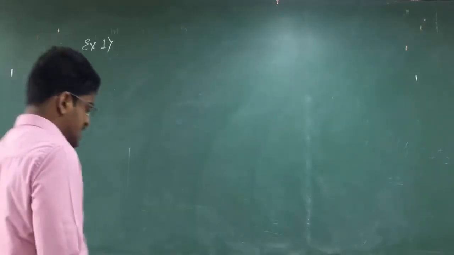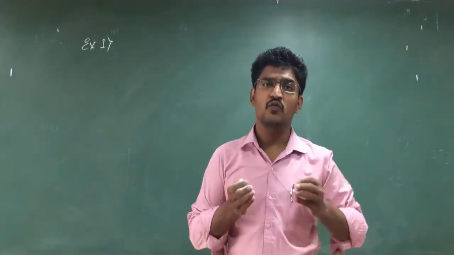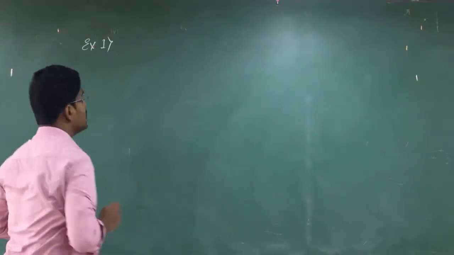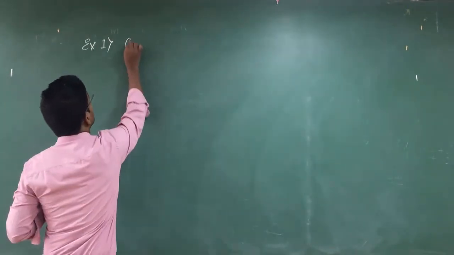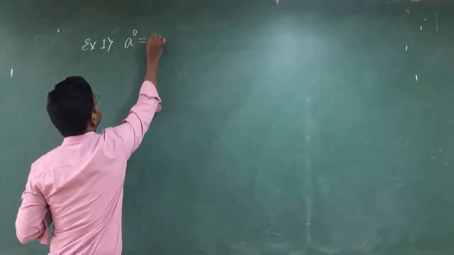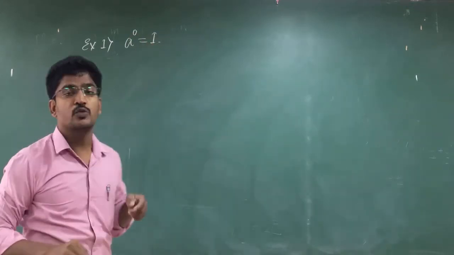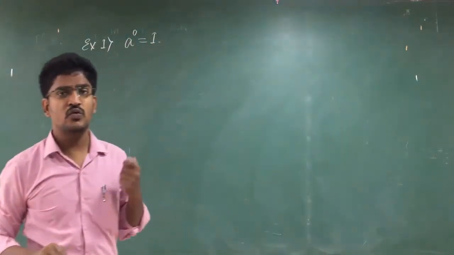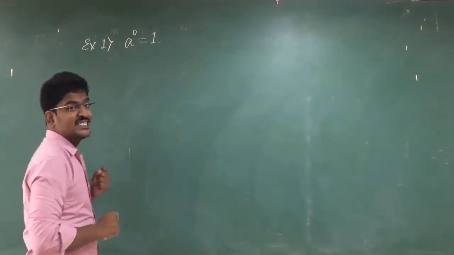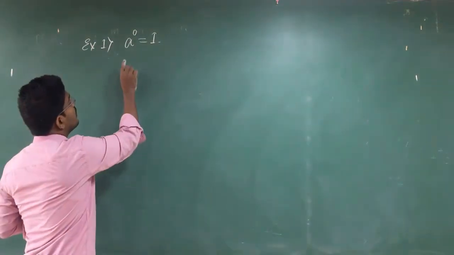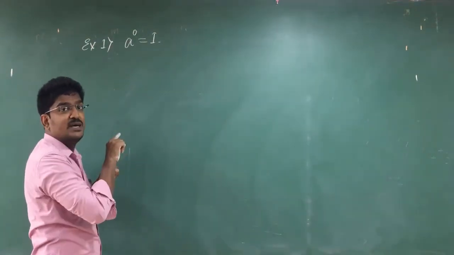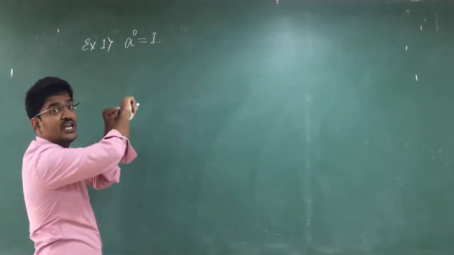Okay students, let us see example 1. Clear? Example 1 is a to the power of 0 equal to 1. We have to prove a to the power of 0 equal to 1. Clear? So let us see this. To prove this, I will multiply a to the power of n on both sides.